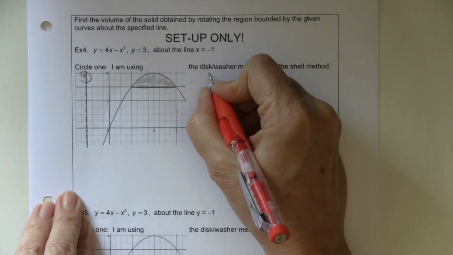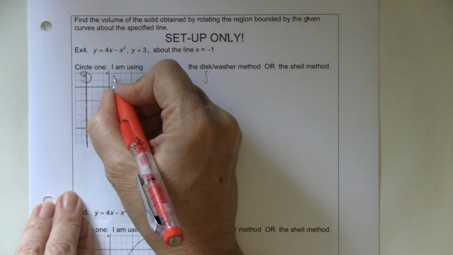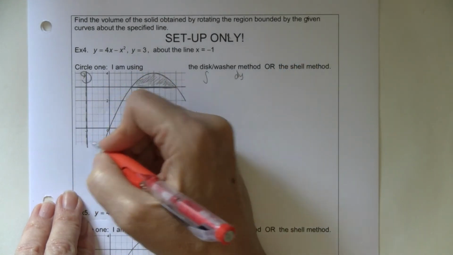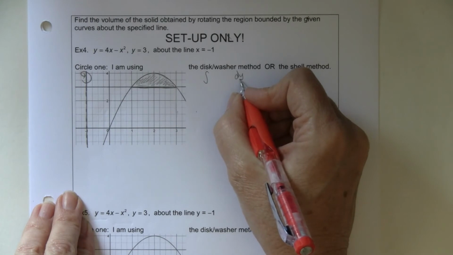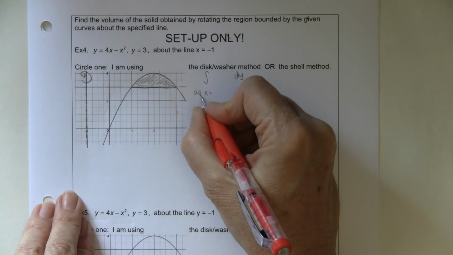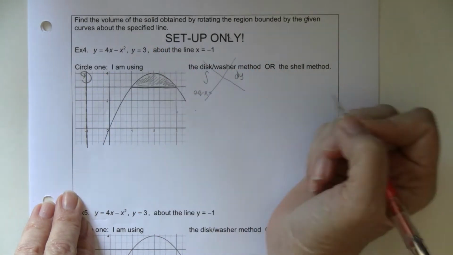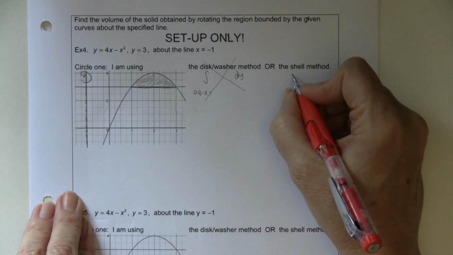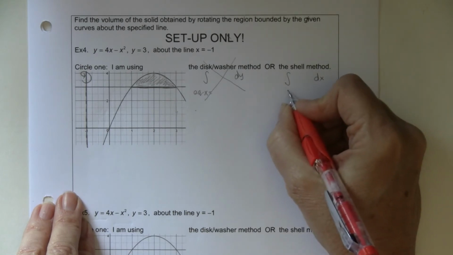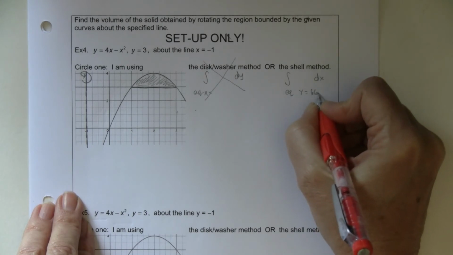If I was going to use a disc or a washer, then because it's going around something parallel to the y-axis, this would be dy. So if your axis of rotation is vertical, the disc or washer is going to be dy, which would mean that my equations need to be solved for x. And they're not, so it would not be okay. I'm not going to be able to solve that easily for x. It's going to be a mess. So the shell is what I'm going to have to use, because it will be the other, dx, where my equations need to be solved for y equals blah blah, and they are.